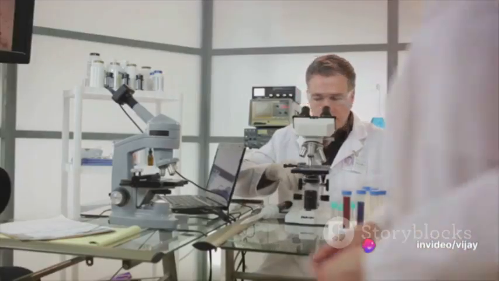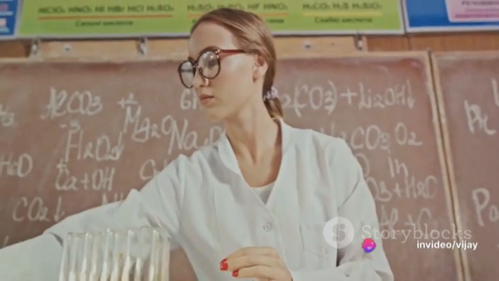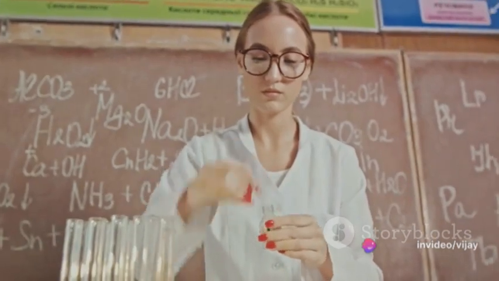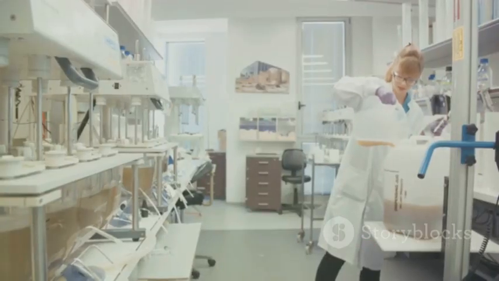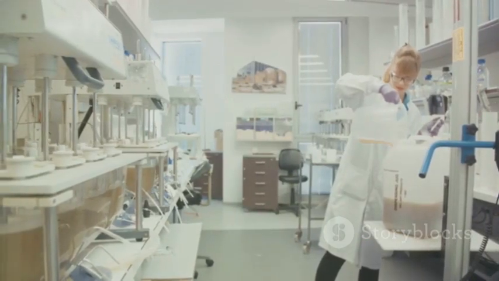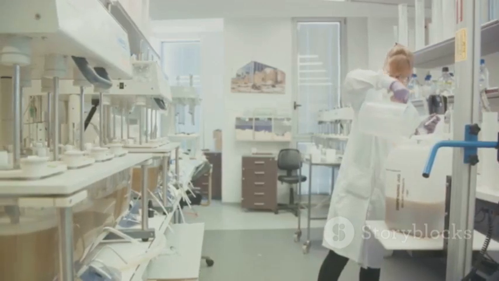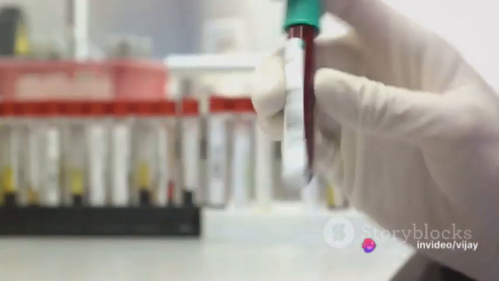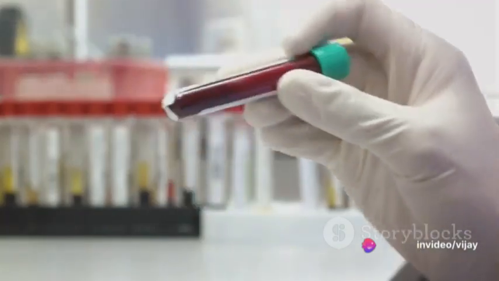Then we reach the experiment stage. Here, scientists design and conduct tests to investigate the hypothesis. They manipulate variables, record data, and aim to keep the experiment as controlled as possible. The goal is to determine whether the hypothesis holds up under scrutiny.